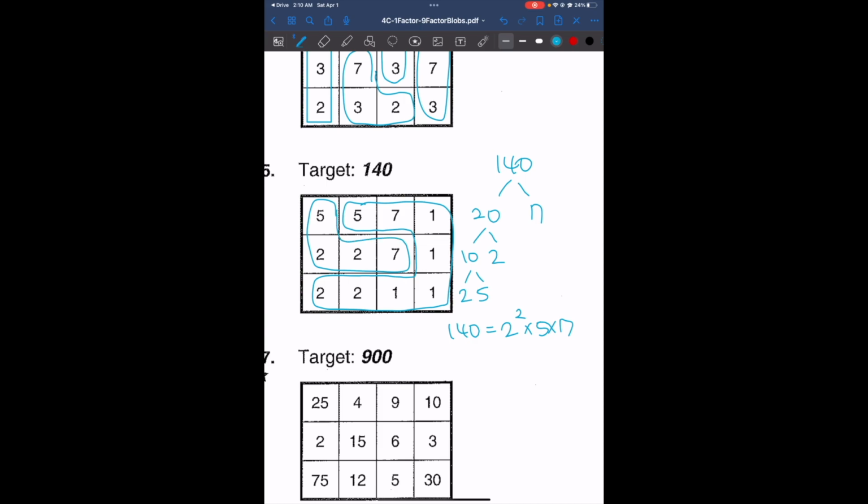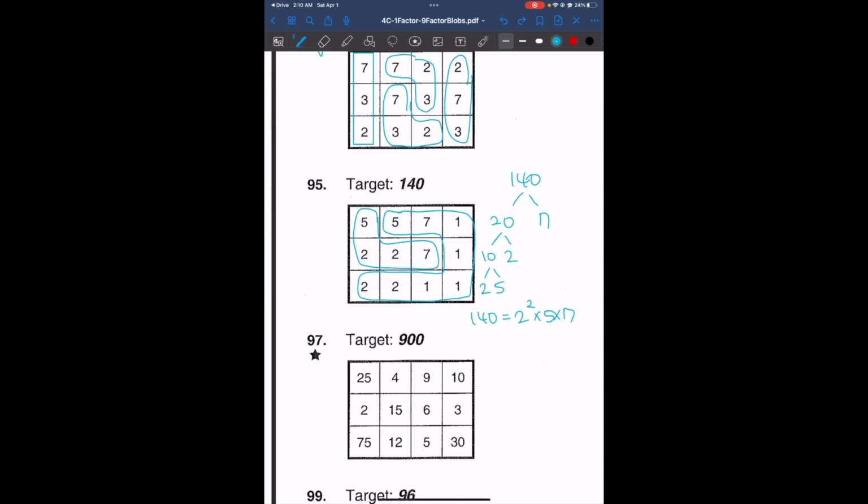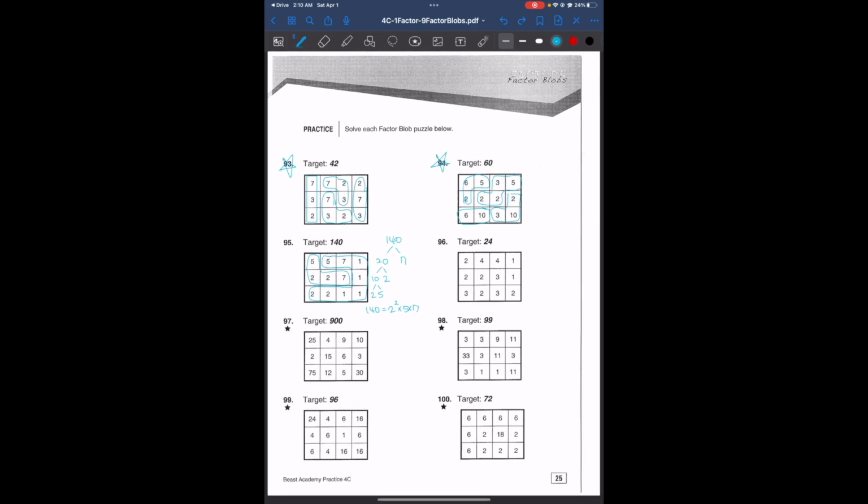So in this larger blob, we have 1 5, 1 7, and 2 2s. And we have 4 ones, but again, multiplying any number by 1 basically gives us the same result. So multiplying however many 1s would not have an effect. And in the other blob, we have 1 5, 1 7, and 2 2s multiplied, so that fulfills our requirements. So that factor blob puzzle is solved.